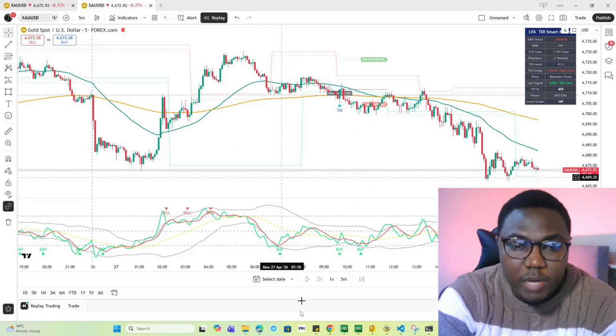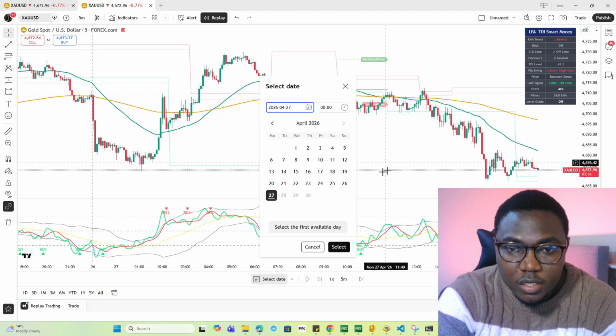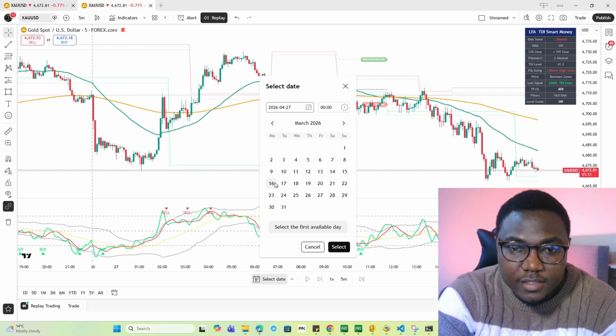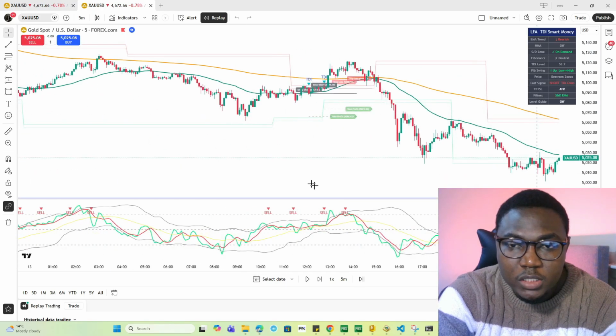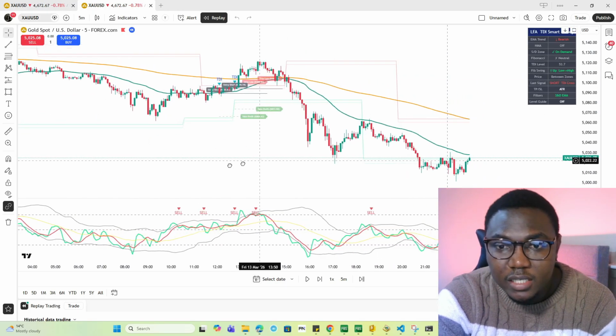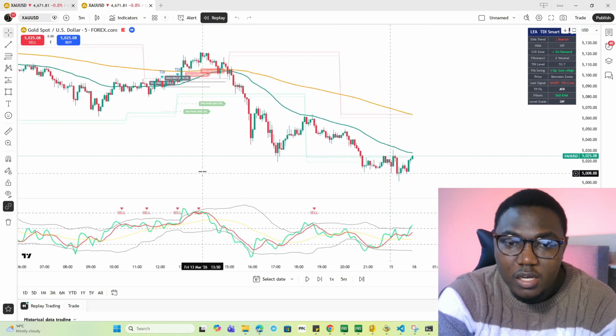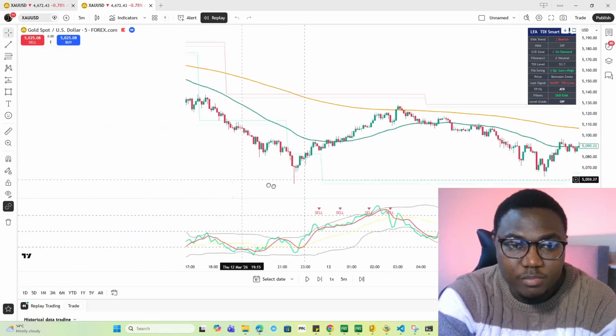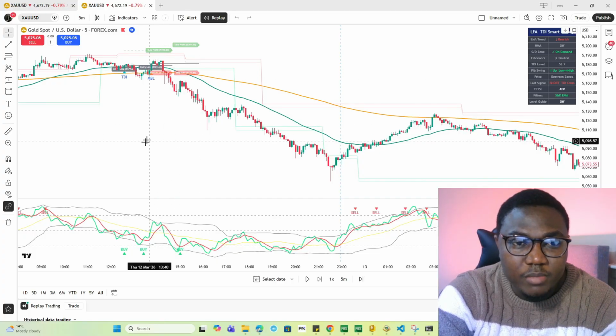Okay, so let's just do bar replay. Let's pick a date. Right. So let's start from a Monday. Yeah. So what we can see on this chart now is the market is in a very strong downtrend. You can see the downtrend has been around for a very long time.